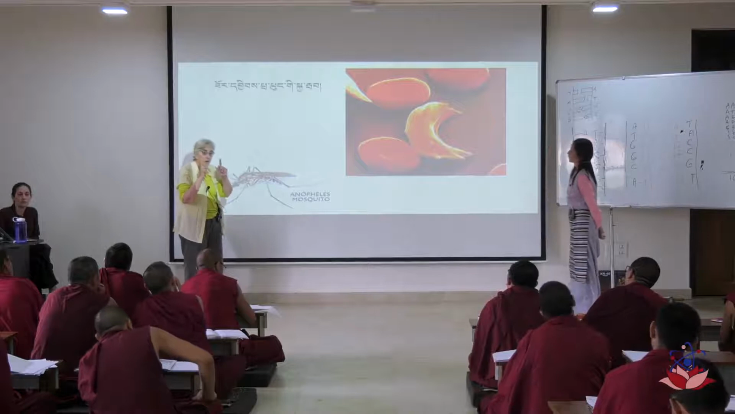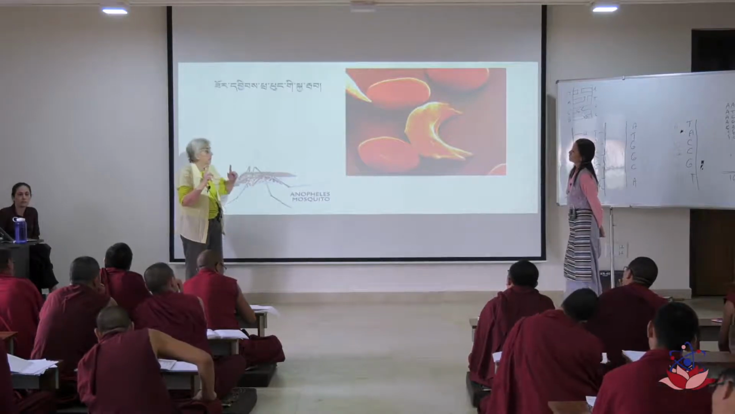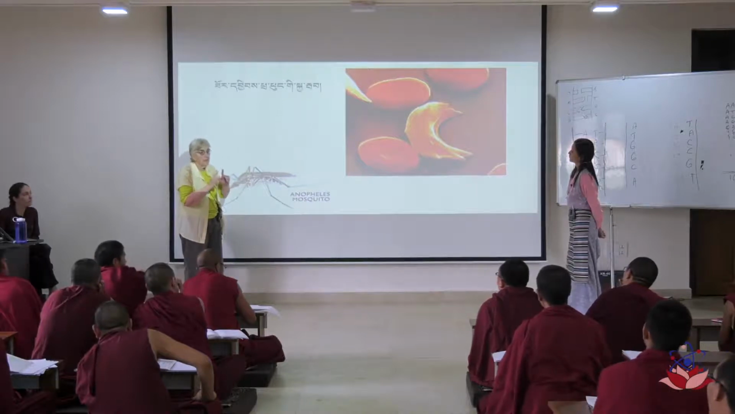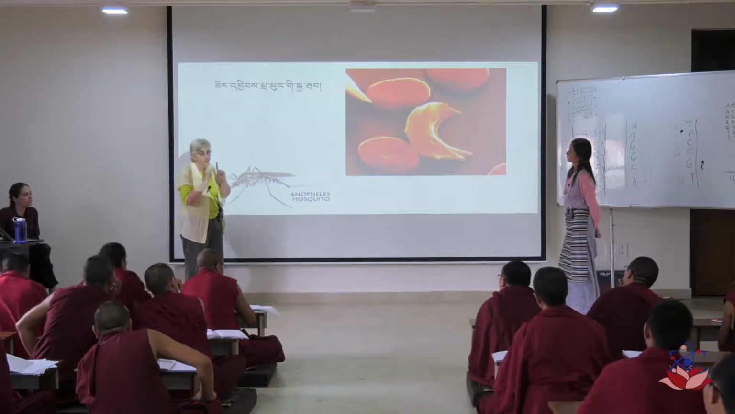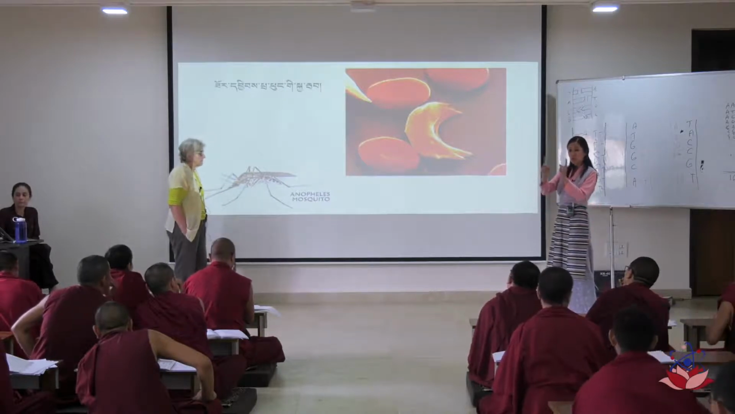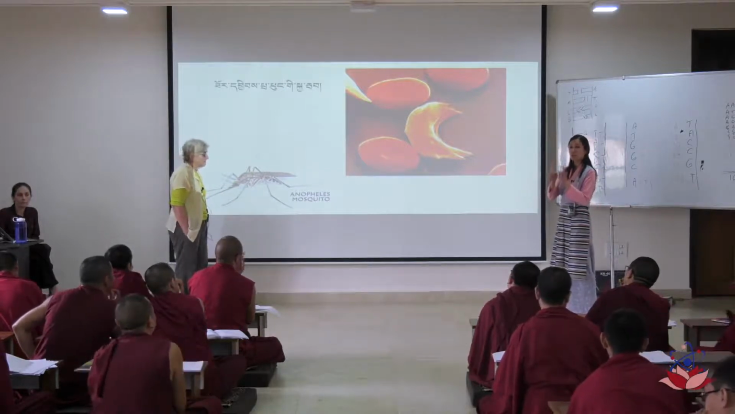If both of your alleles for this gene that's hemoglobin are for the sickle, that's a bad disease and it's fatal.